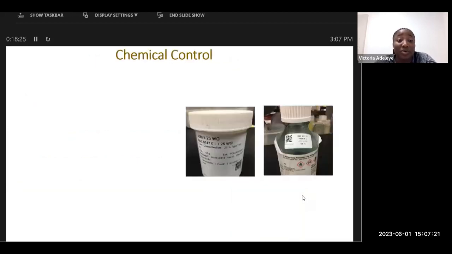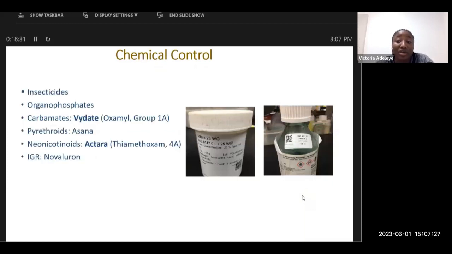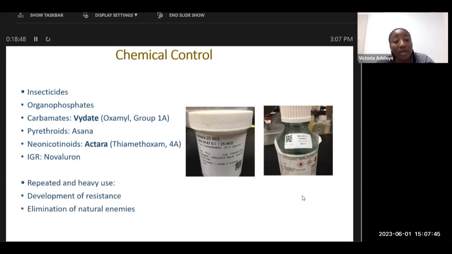We also have chemical control, which is a major primary tool, and this includes the use of organic, conventional, and reduced risk insecticides. We have Actara and Vydate, which are two major insecticides growers use in South Florida. We also have a new insecticide from Syngenta, which is called Plinazolin, and it's also effective for pepper weevil management.